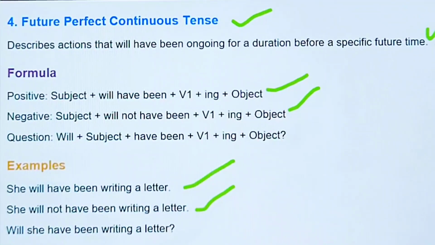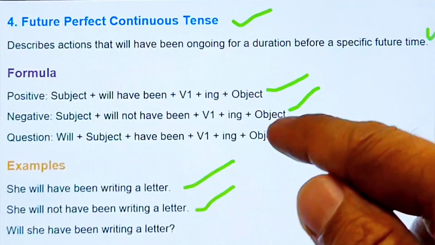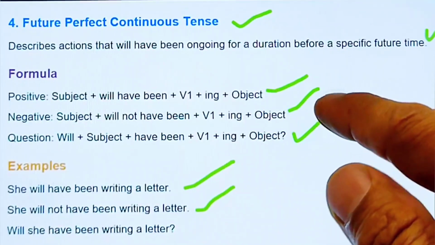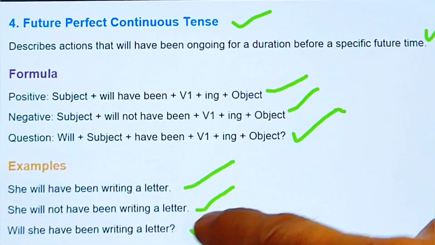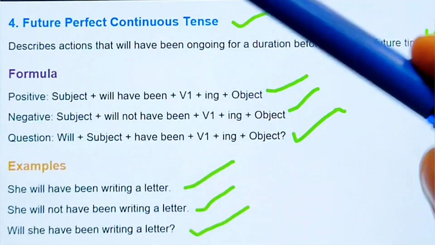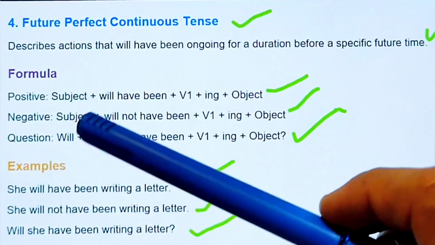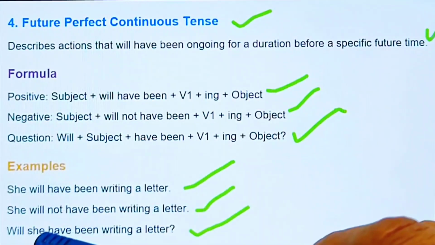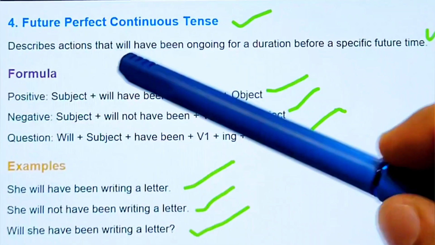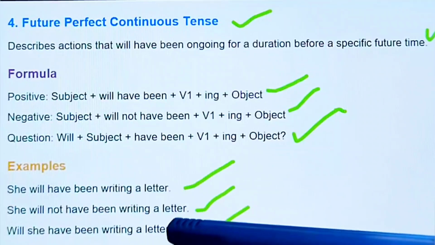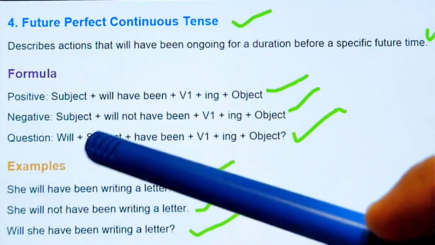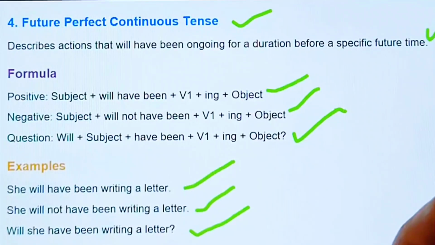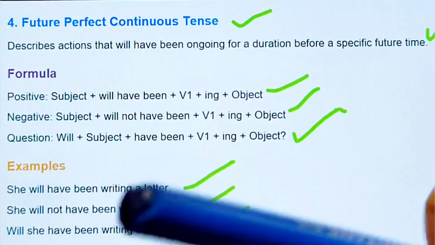So let's move on to the next example here for the interrogative sentence. This is the formula and this is the example. Let's explain the sentence. Will here, the subject is she, have been writing for future perfect continuous, and letter is an object. Very simple sentence for the interrogative sentence. Will she have been writing a letter? This is a very simple sentence.